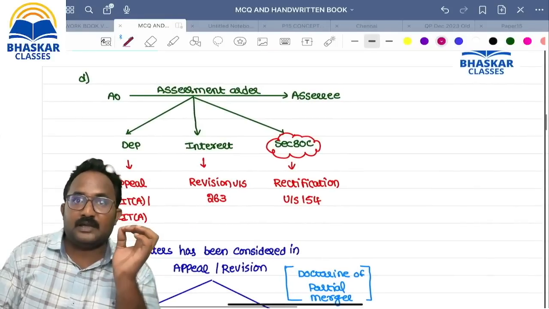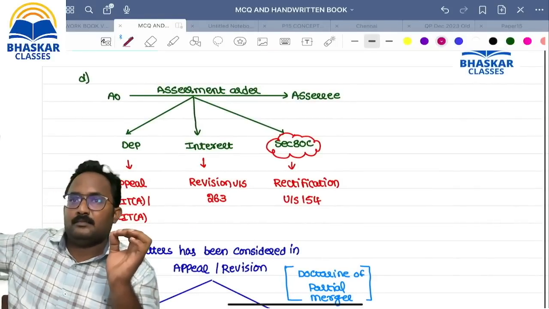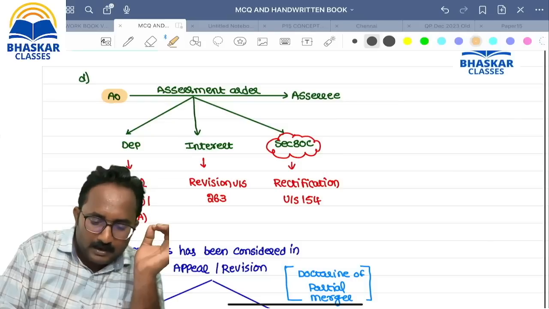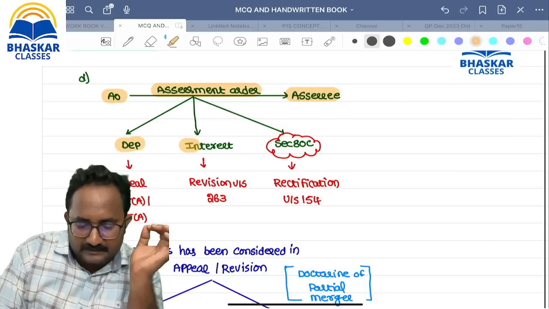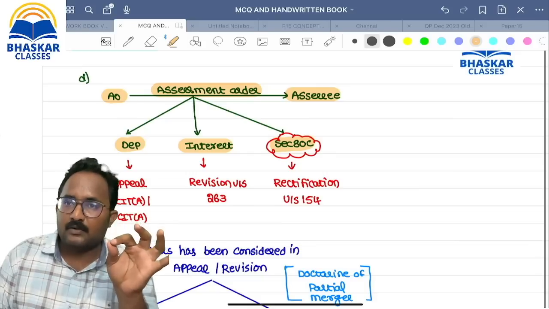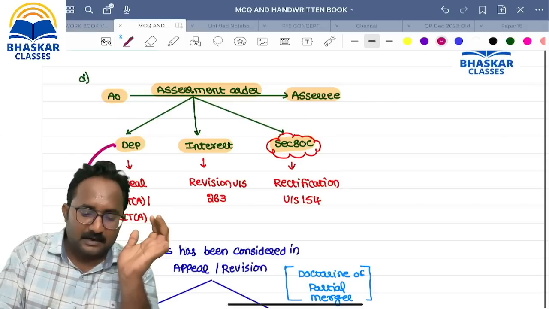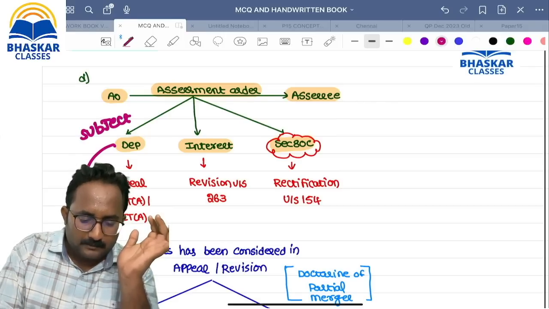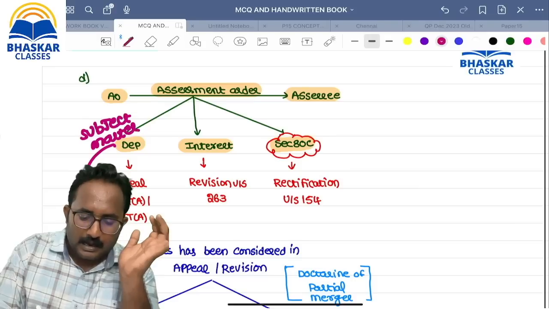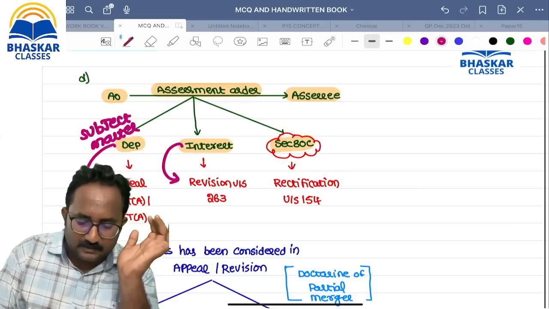Now I am talking about 154 rectification, ma. Please check the screen. The AO passed an assessment order. In that, I'm taking 3 examples: one is a depreciation matter, second is an interest matter, third is ADC. With respect to depreciation, I'm going for an appeal. The subject matter of appeal is what? Depreciation. The other matter, interest, is revised under section 263.